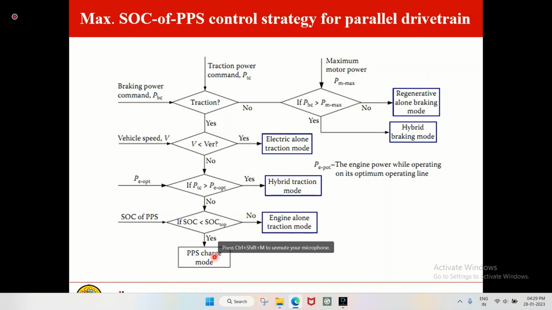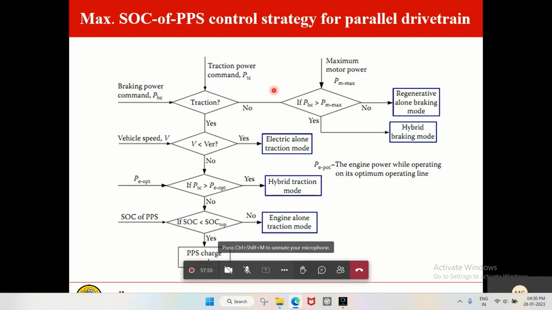So there are multiple modes that are possible: PPS charge mode, engine alone traction mode, hybrid traction mode, electric alone traction mode, and then out of braking again 2 modes, only regenerative or hybrid. So out of these 6 modes, which mode should be used, right? And that will depend upon the situation, that will depend upon the condition, right? Whether you are accelerating, whether you are moving at the same speed, in which part of city you are, right? So based on that, the appropriate mode has to be chosen, and that is what is at the heart of any control strategy.